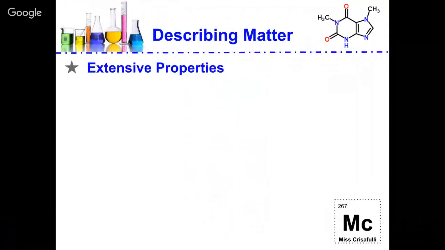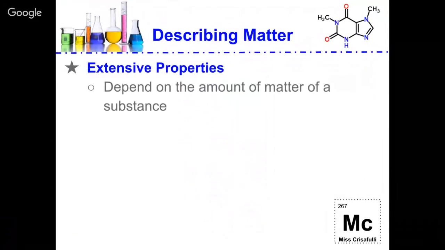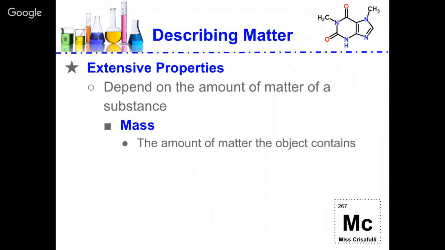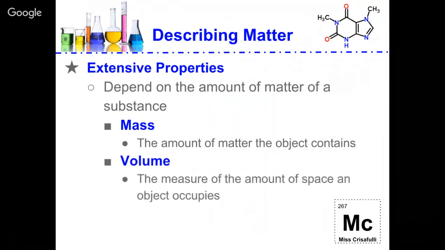So let's first talk about extensive properties. Extensive properties depend on the amount of matter of a substance. So mass is the amount of matter that an object contains, and the volume is the measurement of the amount of space an object occupies. As you can understand, these two properties depend on how much of the substance you have. If you had a little bit of aluminum, then the mass would be small. If you had a lot of aluminum, then the mass would be larger. Same thing with its volume.